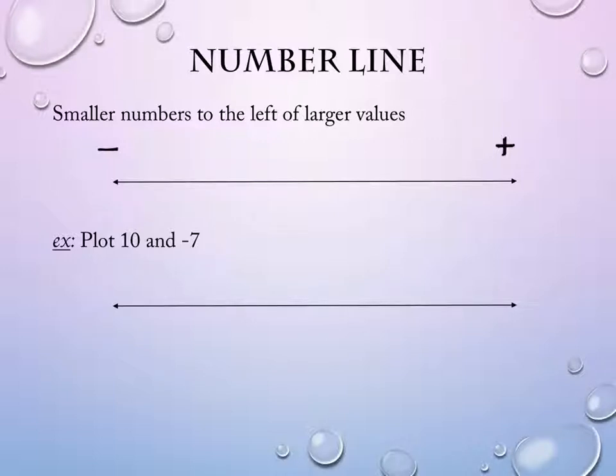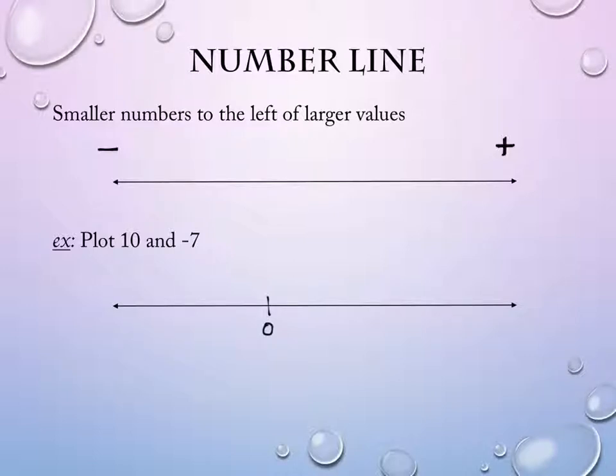But what we're going to look at now is how we would plot a positive number versus a negative number. So I want to have us plot 10 and negative 7. For the most part, it helps us to have that reference point of 0. So I'm going to put a 0 somewhere in there. I don't even care if it's halfway between. It doesn't really matter.